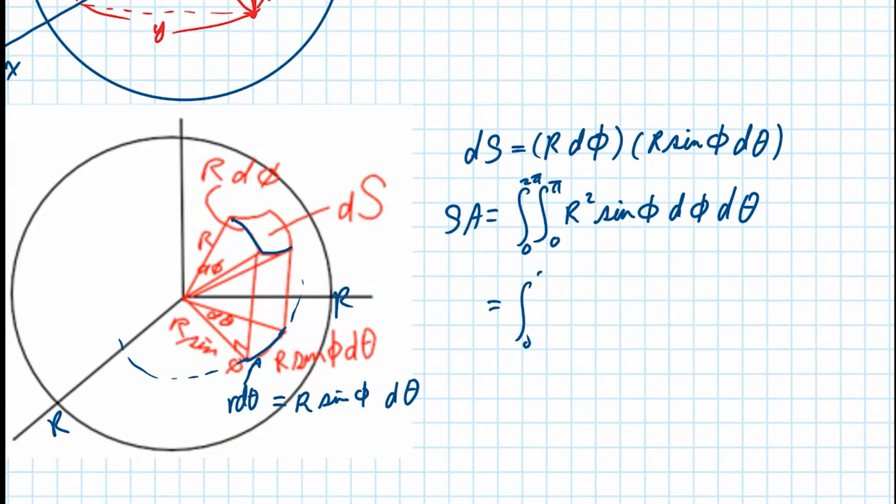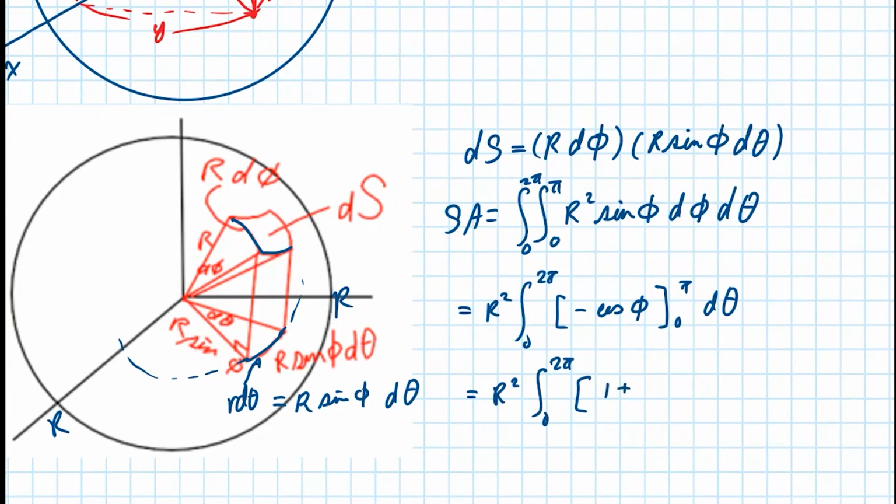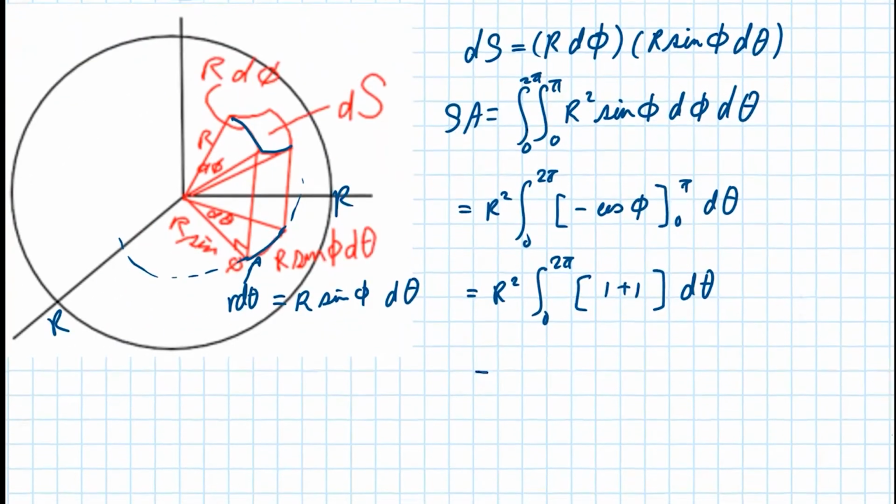And this integral, you do it from inside out. R squared is constant. And then what's the integral of sine? Negative cosine. Right? And then we just evaluate it. Does that give us 2? And that's 2 and just theta, isn't it?